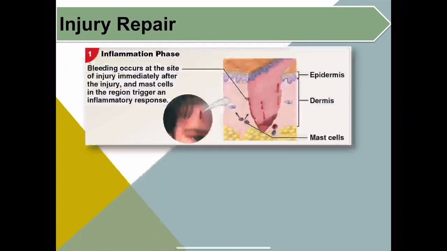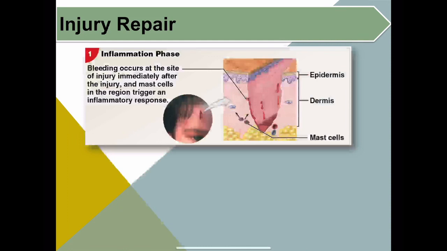Okay. So we talked about the process of inflammation in the last chapter. So now what happens after inflammation when we have a cut in our skin, for example? The process of skin repair occurs in 4 different phases. You have to know these 4 phases. So make sure you know the names of these 4 phases and what happens within these phases.